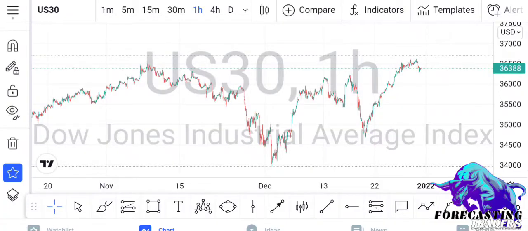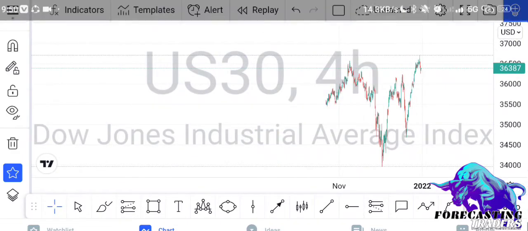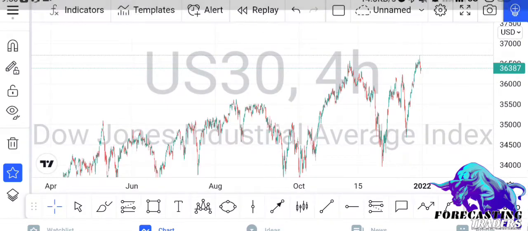So this is what we have on US30. We are having something like this. So we have to start from a higher time frame. I usually use a 4 hour time frame as my higher time frame. So let's just go to 4 hour time frame and let's zoom here.